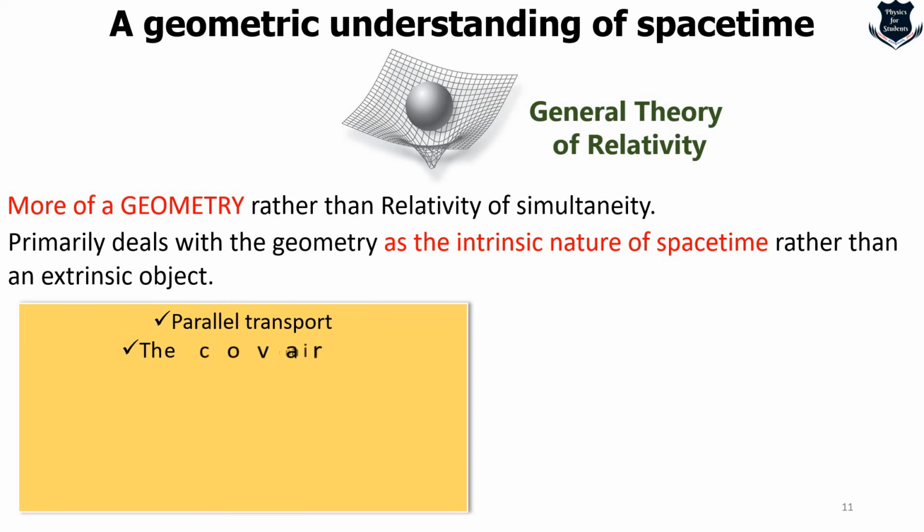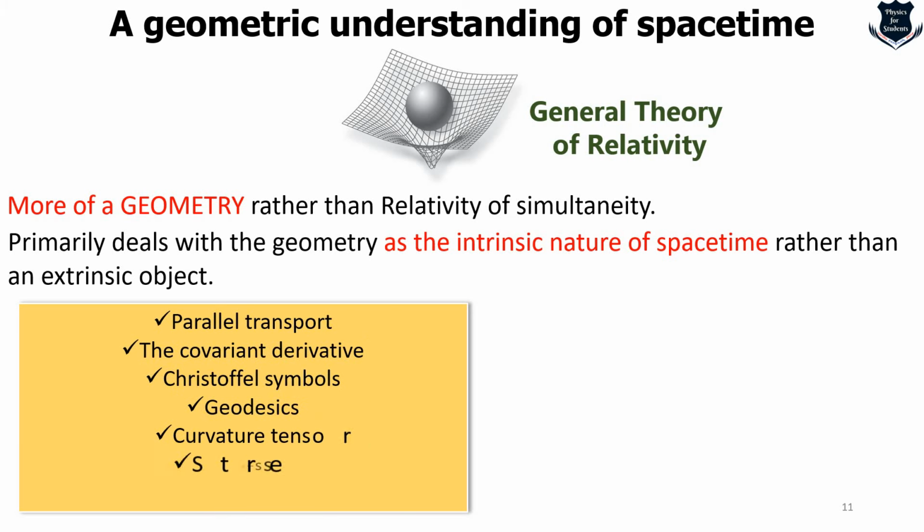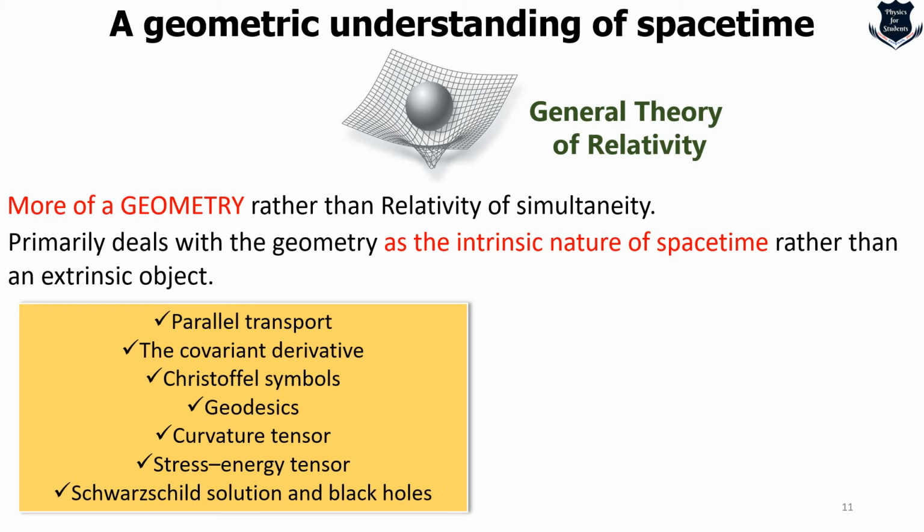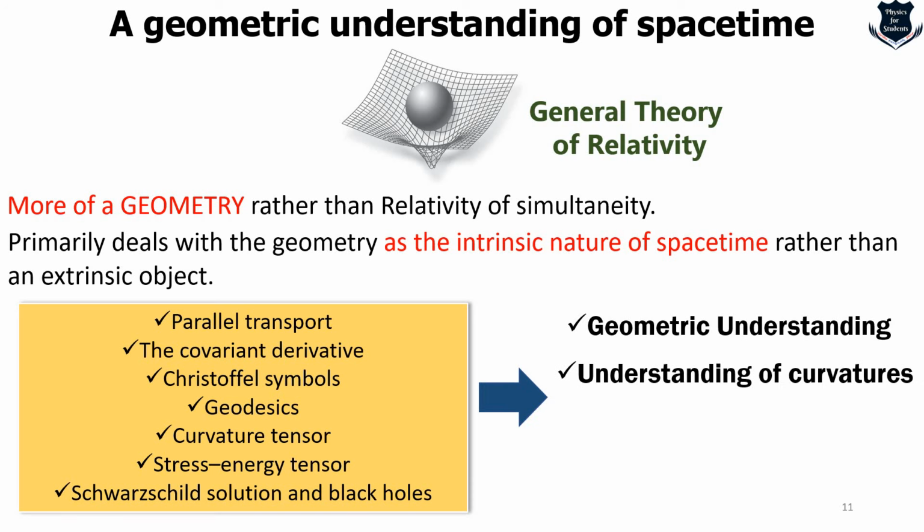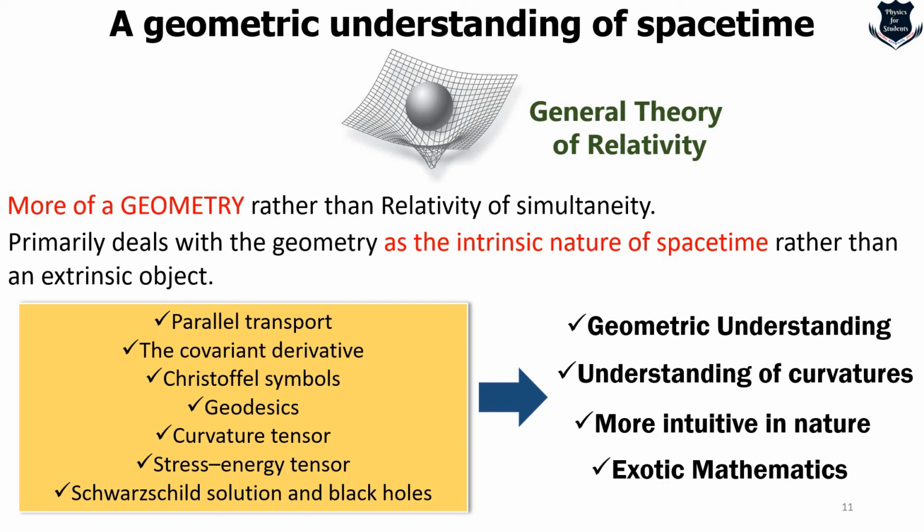But for now, let us understand all these things, which are technically a little bit stringent to understand: parallel transport, covariant derivative, Christoffel symbols, geodesic, stress-energy tensor, even up to the cosmological scale, the Schwarzschild solution of black holes. All these are now changed to what we call a geometric understanding of curvatures, and these are more intuitive to imagine, and that is why we need some kind of exotic mathematics. So this sets the stage, this sets the motivation, this shows you what is coming forward: that you are understanding a geometric nature rather than what you learned in special relativity.